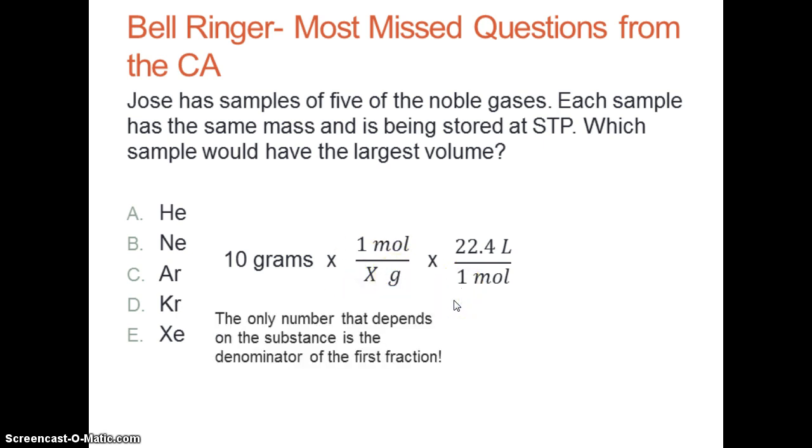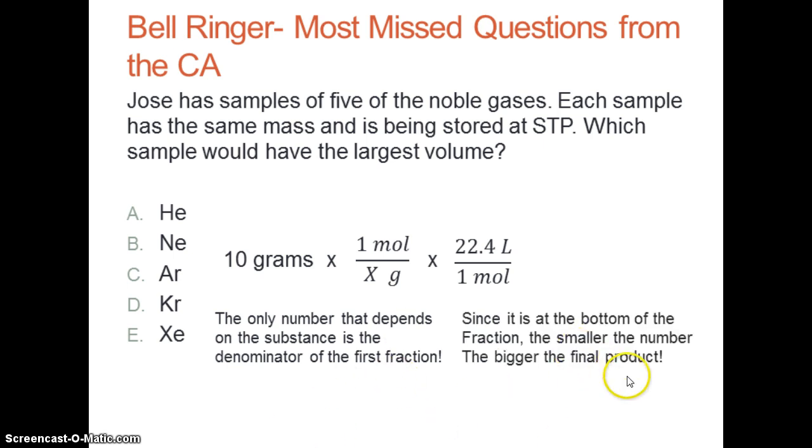So the only number that depends on the substance is the denominator of the first fraction. Since it's on the bottom of the fraction, the smaller the number is going to cause me to have the biggest final product. So on the denominator here, I want to have the smallest number possible in order to find the largest volume, which is what it states in the question.